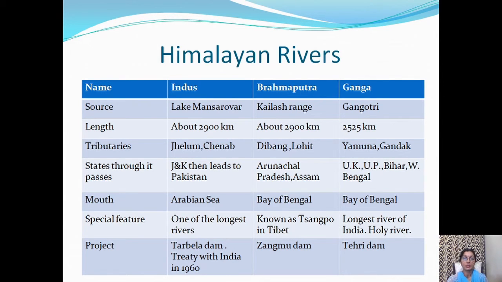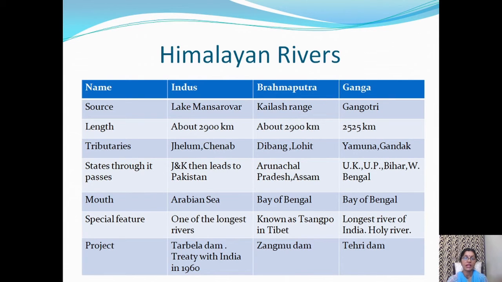States through which it passes. Indus passes through Jammu and Kashmir only, then it reaches Pakistan. There is a treaty between India and Pakistan on the division of water of river Indus in 1960. Brahmaputra: Arunachal Pradesh and Assam. Ganga passes through Uttarakhand, Uttar Pradesh, Bihar, West Bengal. Mouth of the river. Indus drains its water in the Arabian Sea, while Ganga and Brahmaputra in the Bay of Bengal.